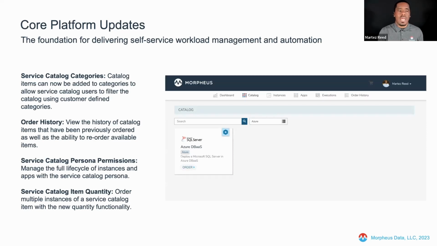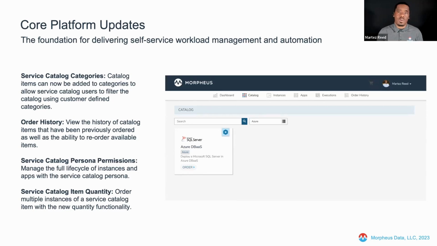Additionally, order history has been added into the service catalog persona. Previously, it was inventory, and so there's been a change to order history. What that means is that there is a view of the history of orders, not simply the items that are currently active. This also provides the ability to reorder previously ordered items as long as the item is still available to that given user, and then additionally to drill down into that item via the order history.